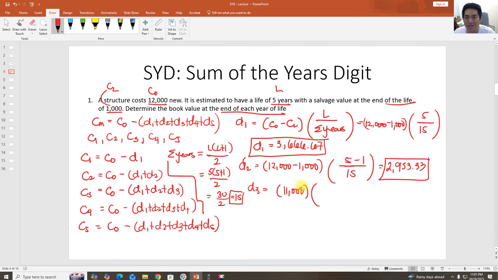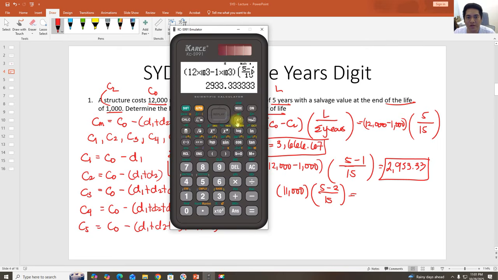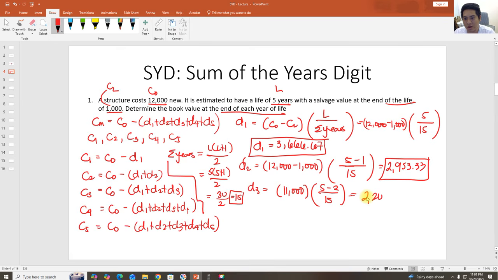So, for the third year depreciation, we can actually write 11,000 here because 12,000 minus 1,000 is 11,000. We have 5 minus 2 here all over 15. So, in your calculator, you can just click the replay so that you will not retype all of the equations or the solutions here. Just click the replay and then simply replace it by 2. Okay? And now you have the depreciation for the third year. So, that would be 2,200.